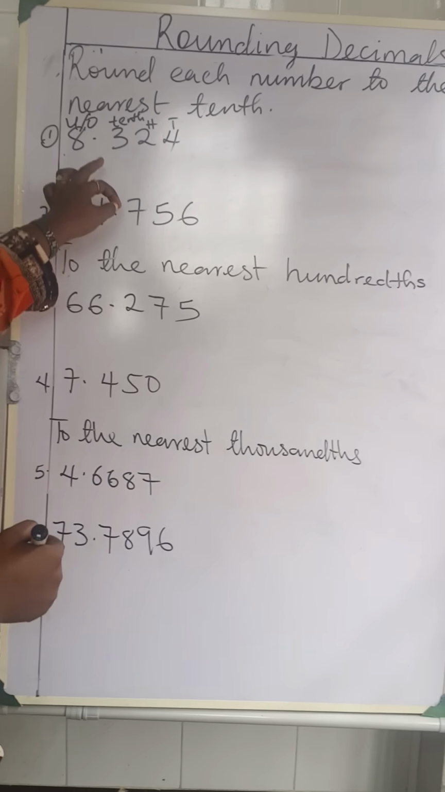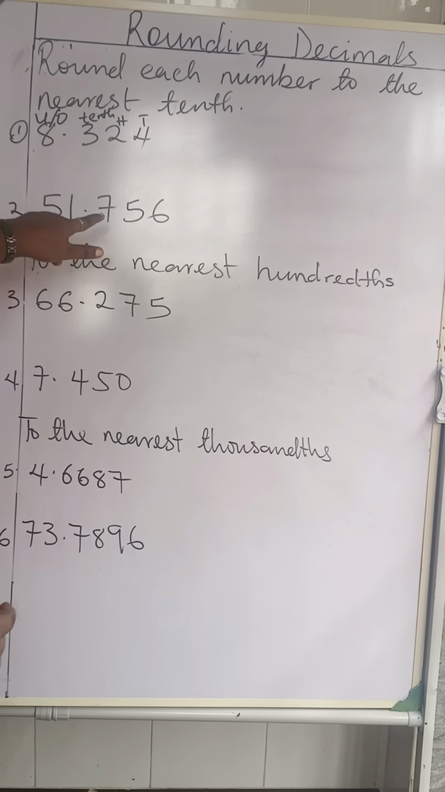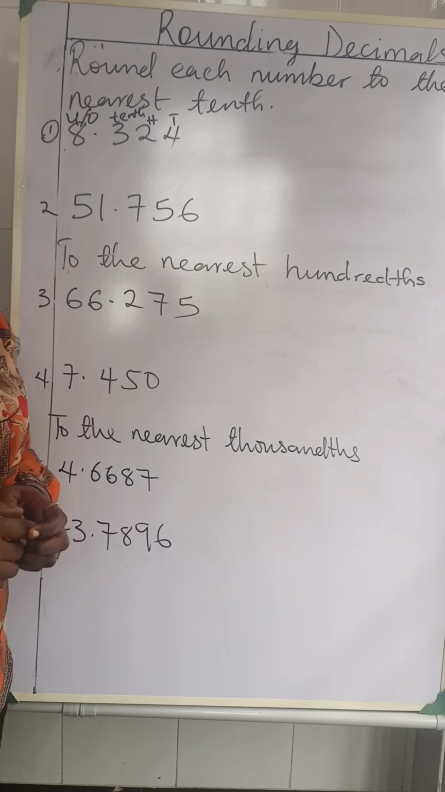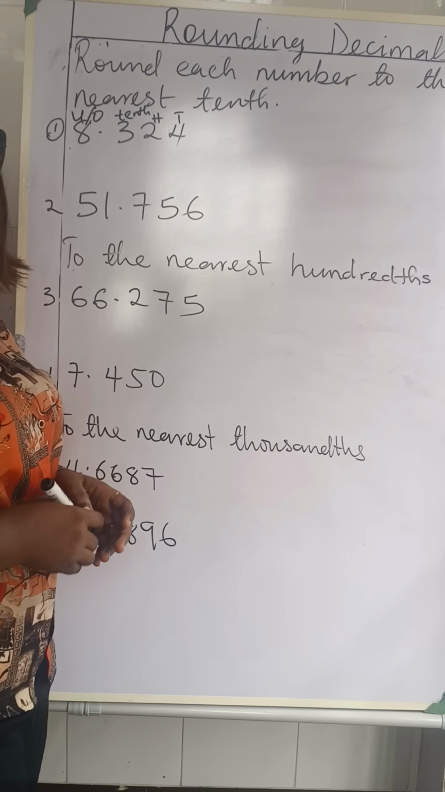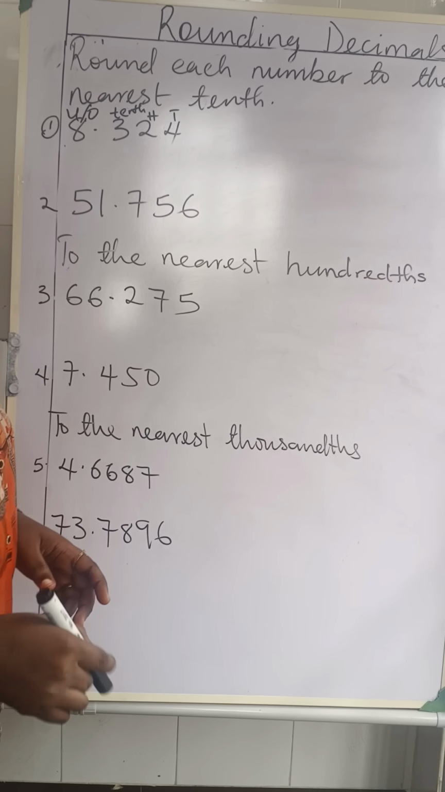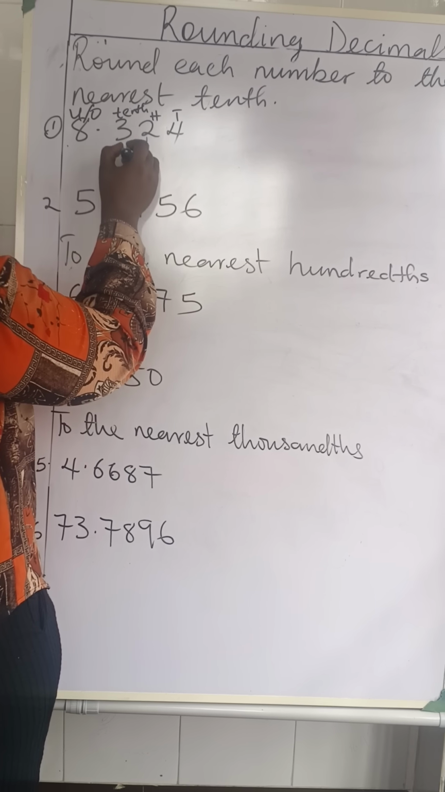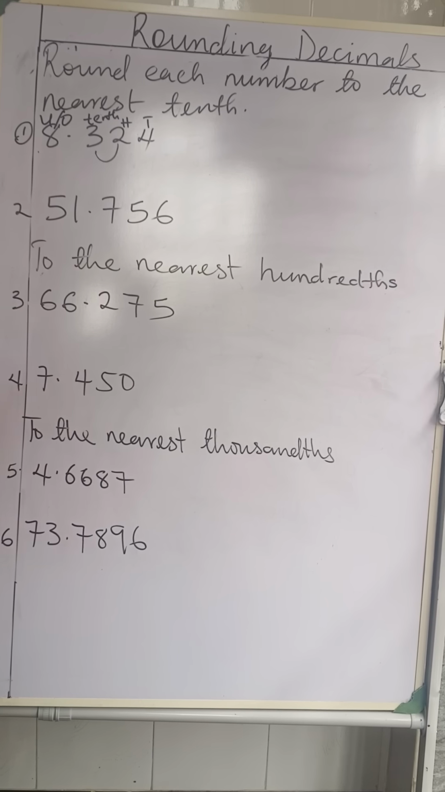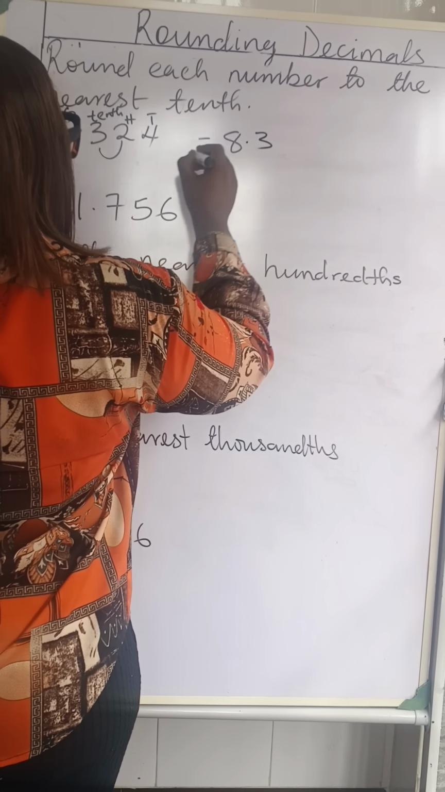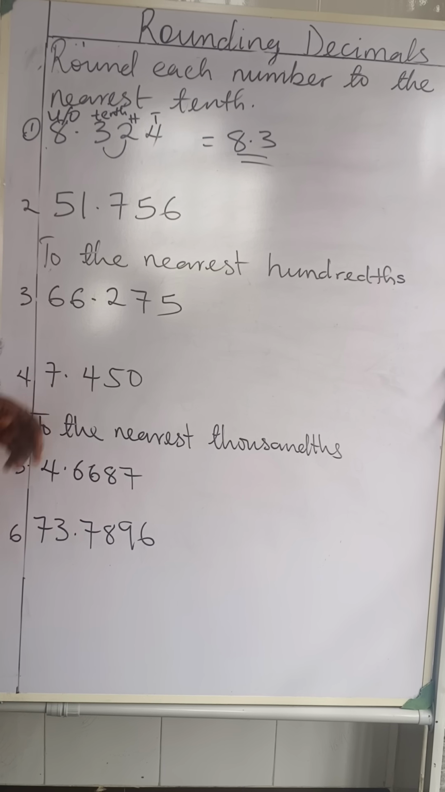Now, we are looking at this 3, and the next neighbor, the closest, is 2. This 2 here, is it up to 5? No. Since it's not up to 5, do we round up or round down? We round it down. Automatically, since it's not up to 5, it does not have any effect on 3. So our answer remains 8.3. This is our answer. Let's go to number 2.